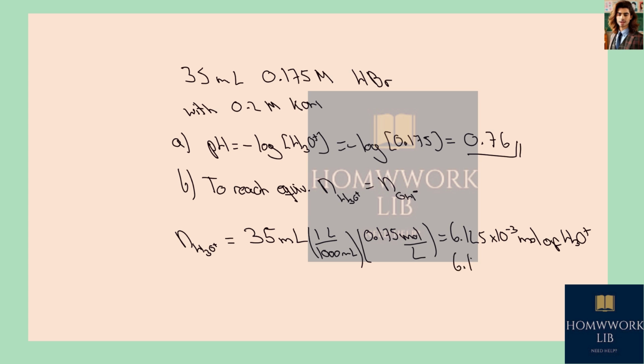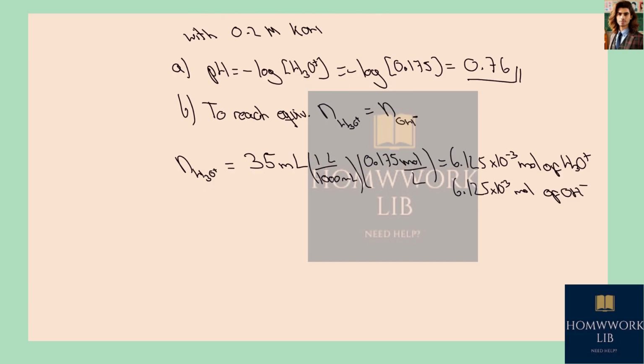We need to add the same amount of OH minus to reach the equivalence point. Thus, how do I find what volume do I need to use? Well, simply we need to divide the amount of mole by the concentration of OH minus to get the volume of OH minus that we need to add. So this is 6.125 times 10 to the minus 3 divided by a 0.2 molar concentration, right? This is mole, and we're going to get the result directly in liters.